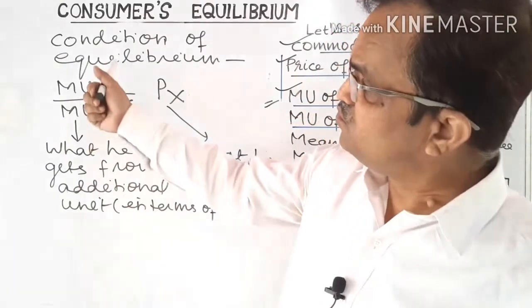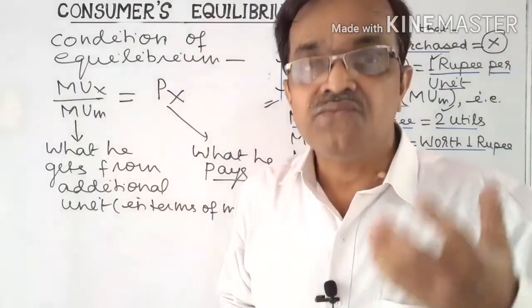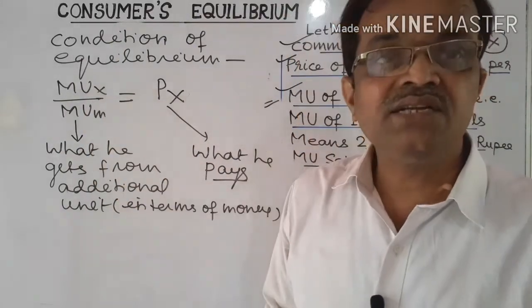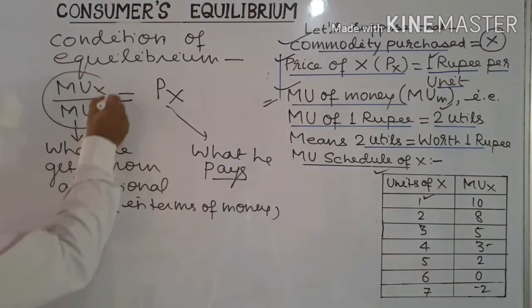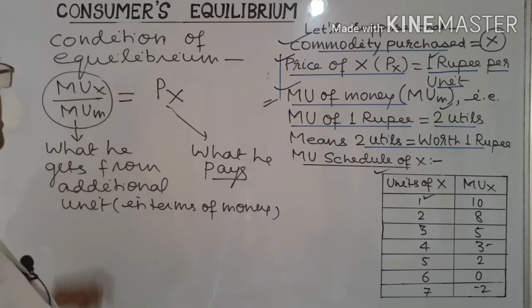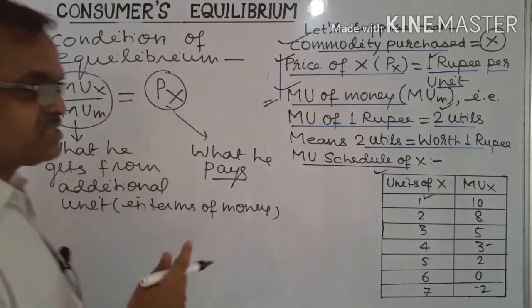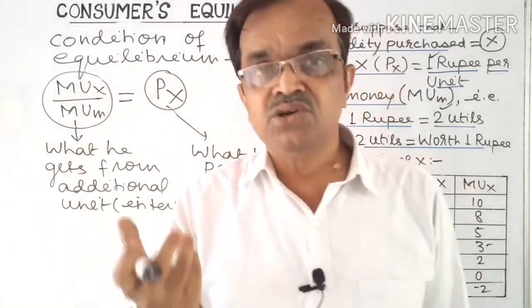Means the consumer would attain equilibrium only at that point of consumption where the ratio of the marginal utility of that unit and the marginal utility of money, that is marginal utility in terms of money, becomes equal to the price paid for that unit of the commodity, which is the condition of equilibrium.